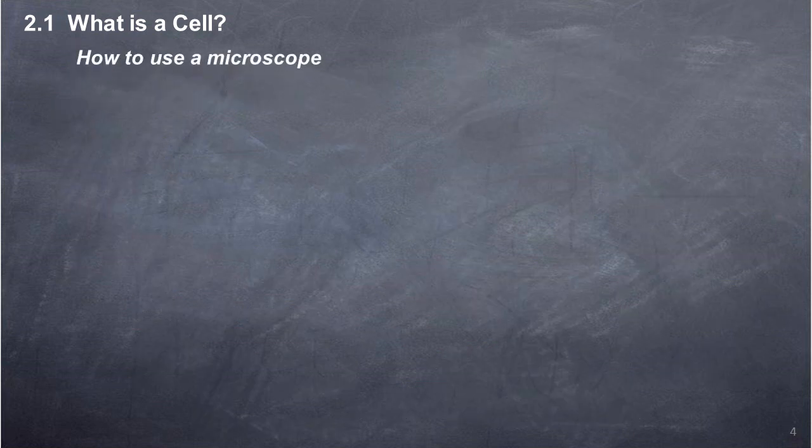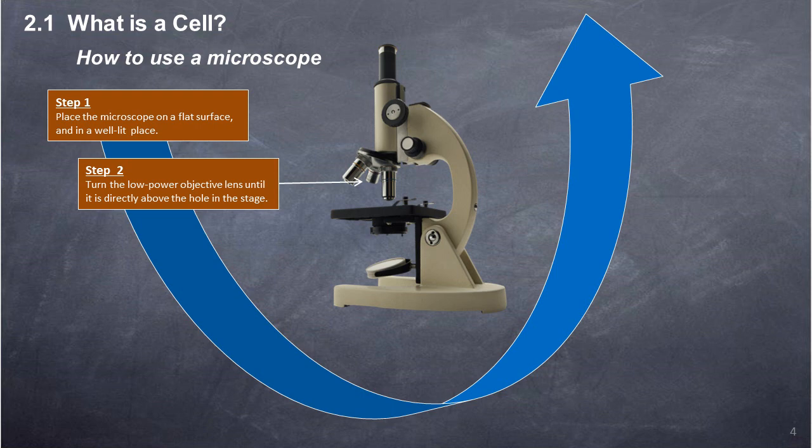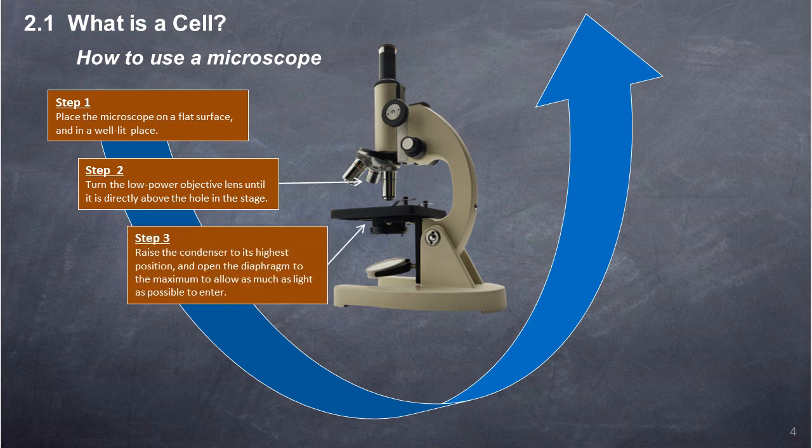How to use a microscope. Step 1. Place the microscope on a flat surface and in a well-lit place. Step 2. Turn the low-power objective lens until it is directly above the hole in the stage. Step 3. Raise the condenser to its highest position, and open the diaphragm to the maximum, to allow as much light as possible to enter.